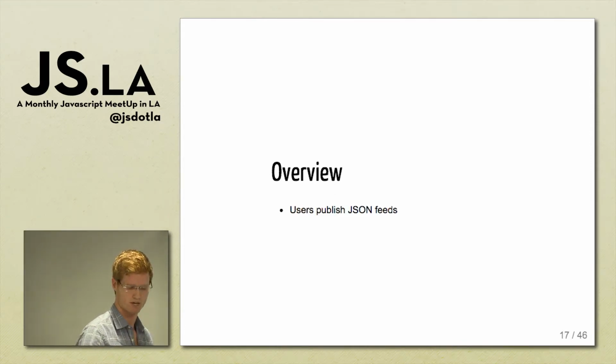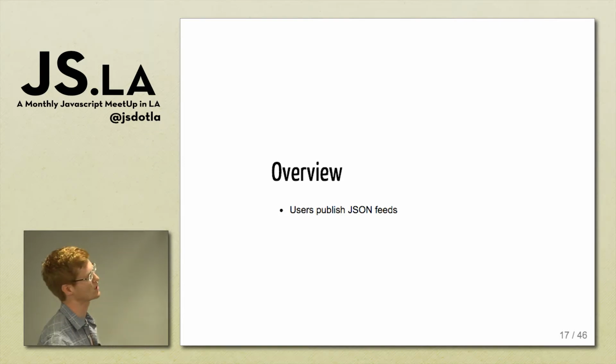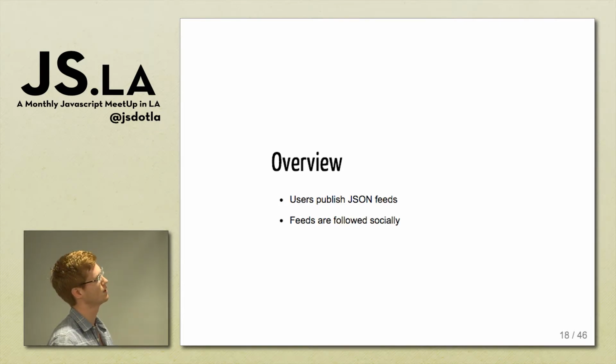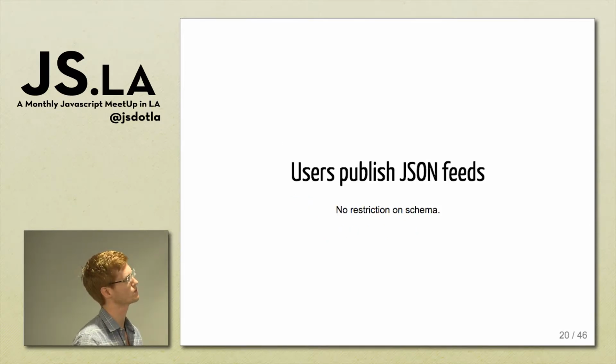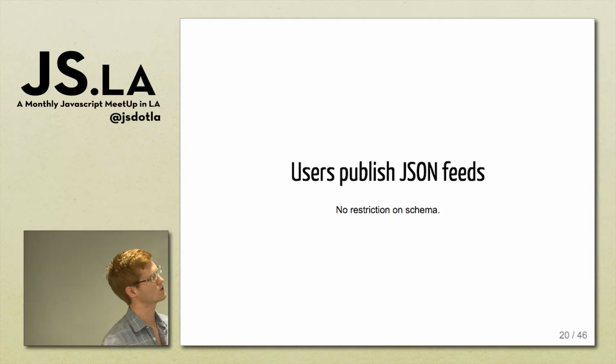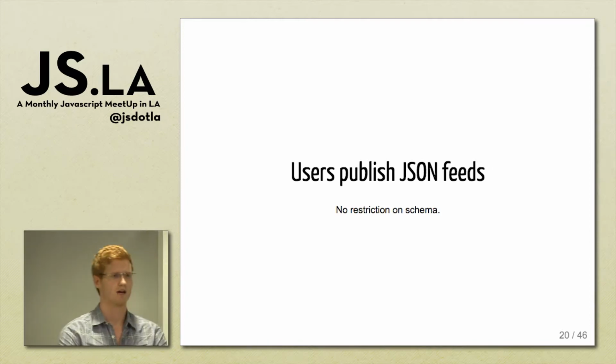The basics are very simple. Users publish JSON feeds. Feeds are followed socially. And synchronization occurs in the background. So every user has their own feed. It is very free form. The only requirement is that you publish a JSON object, but there's no restriction on the schemas themselves.